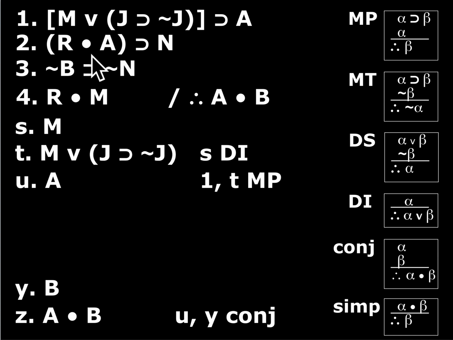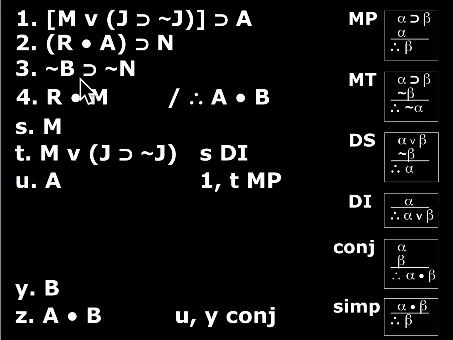Looking up here, B only shows up here, and it's not B. So I'm thinking, hey, this is a conditional. If I could use modus tollens on this to get the negation of the antecedent, the negation of that antecedent would just be B. What I would need is the negation of the consequent. Well, the negation of the consequent's not N, so I would need N. Is there any way I can get N? Well, here's N.